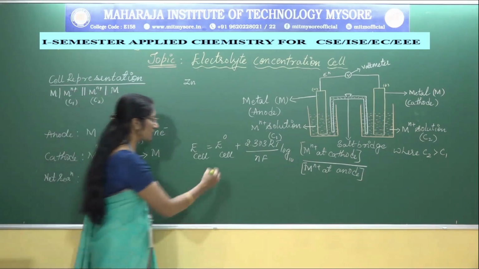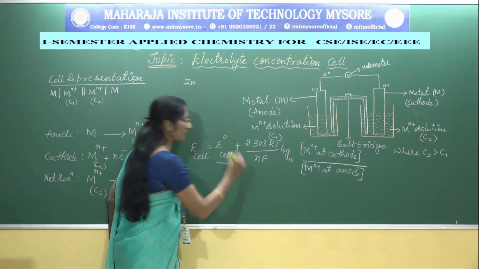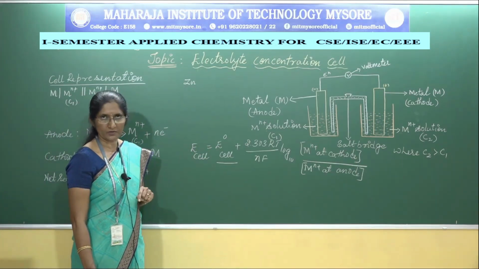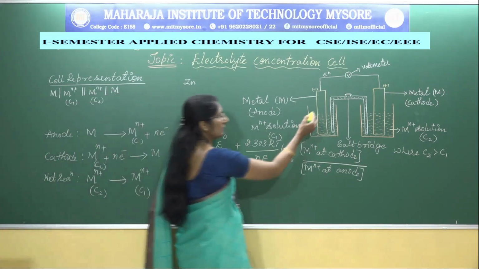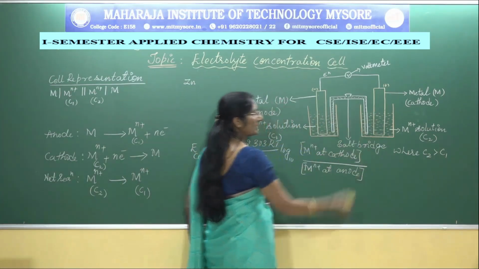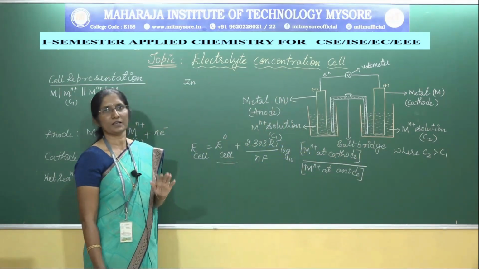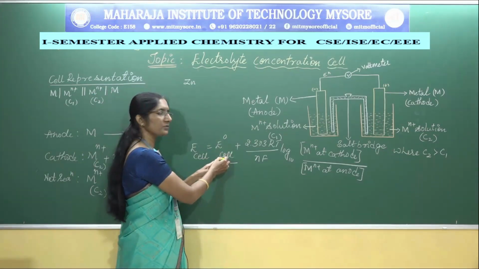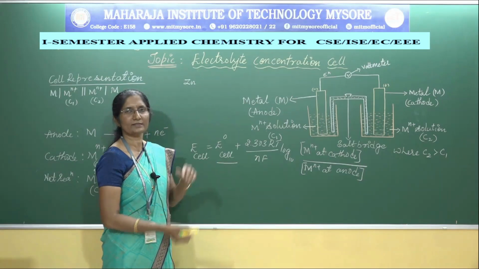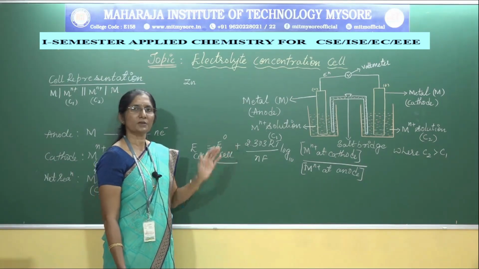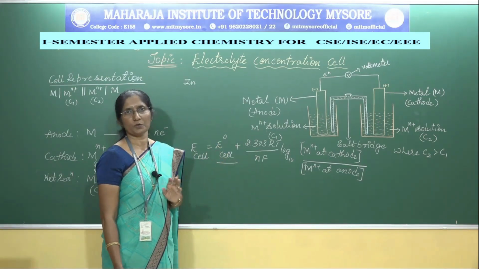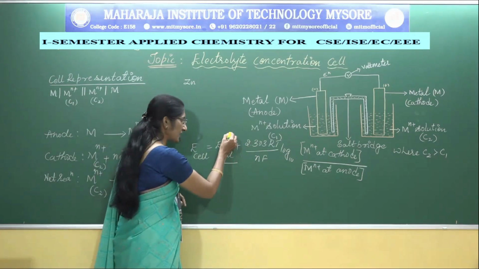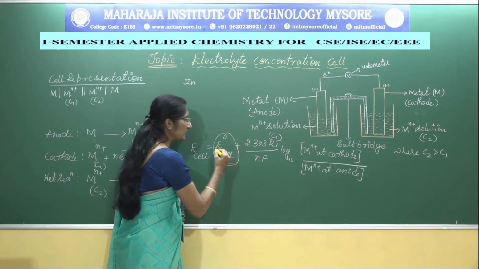For an electrolyte concentration cell, E0 cell is 0. Why is E0 cell 0 for an electrolyte concentration cell? Observe that here both the electrodes are made up of the same metal, so their electrode potential is the same. The E0 cell expression in expanded form is the standard electrode potential of the cathode minus the standard electrode potential of the anode. So, for an electrolyte concentration cell, the E0 cell value is 0.